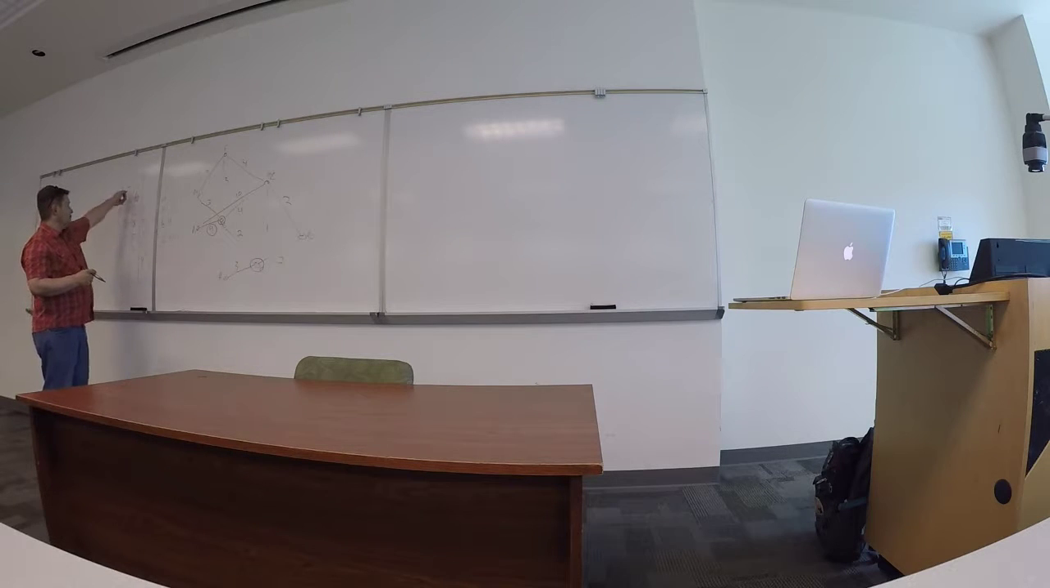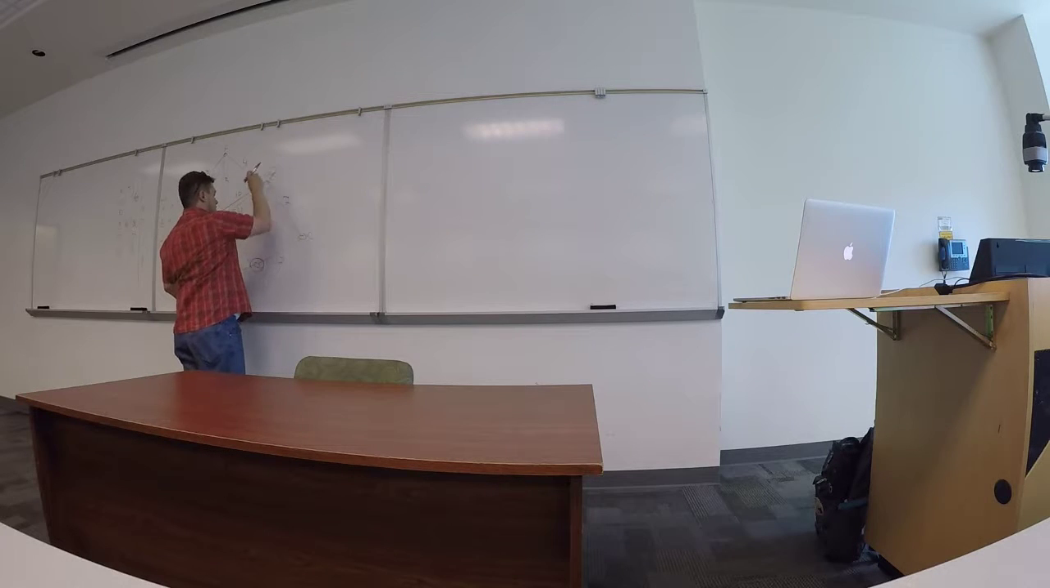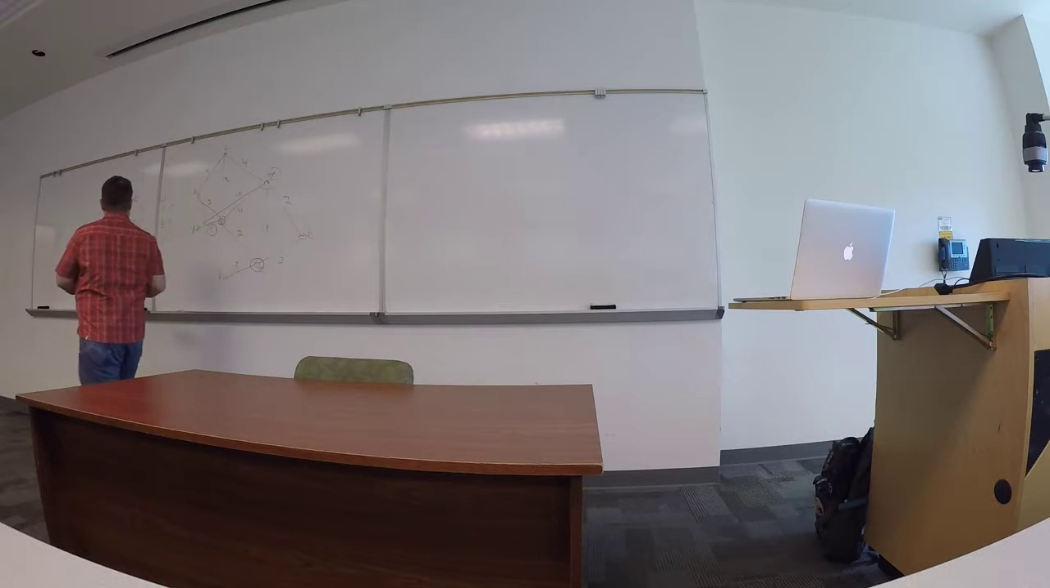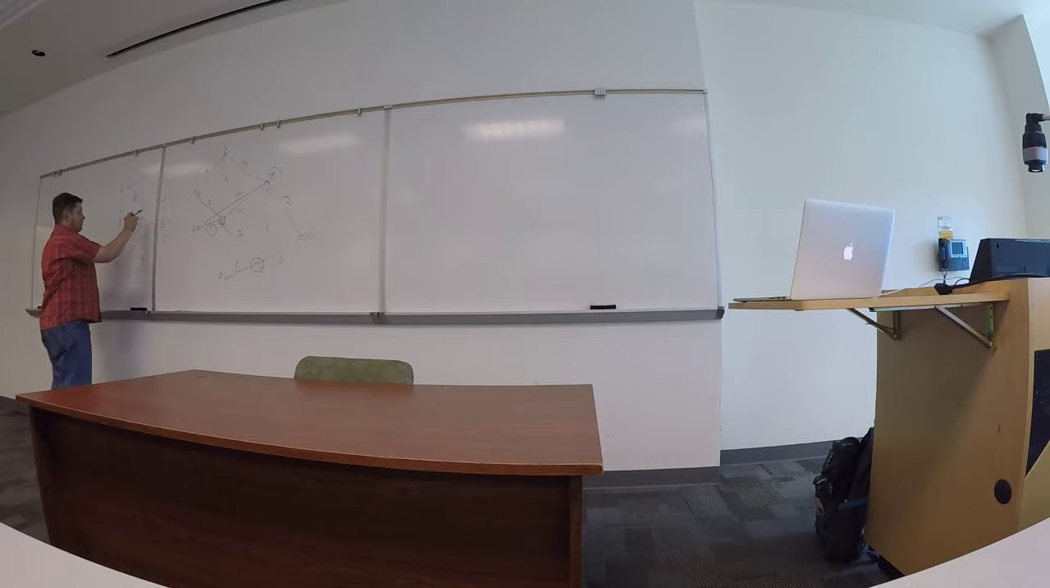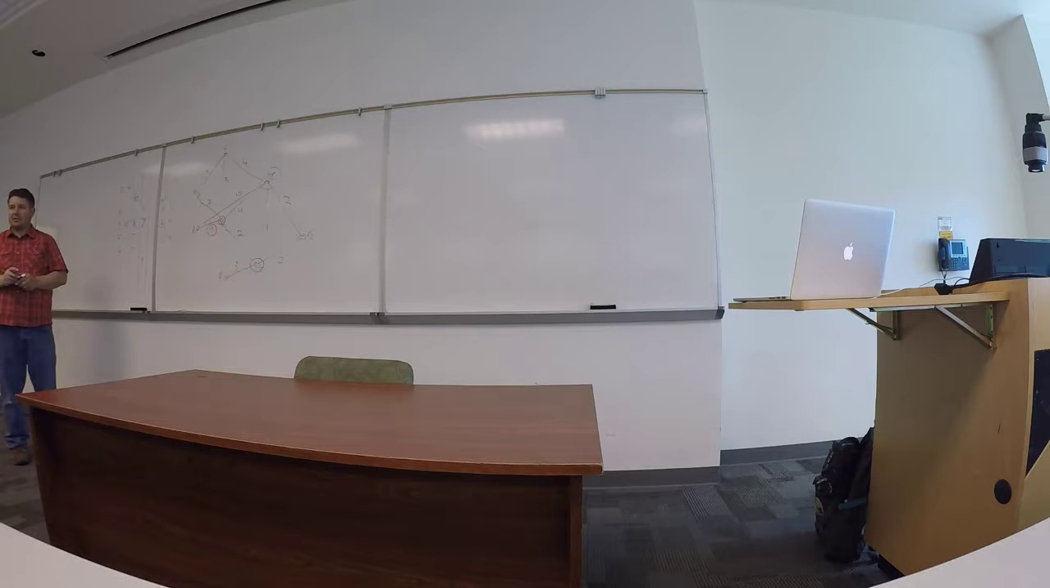Can't go back to B because B is fixed, right? So now we go to where? We go to E. And E becomes fixed at 7. Right? And then we continue on processing.